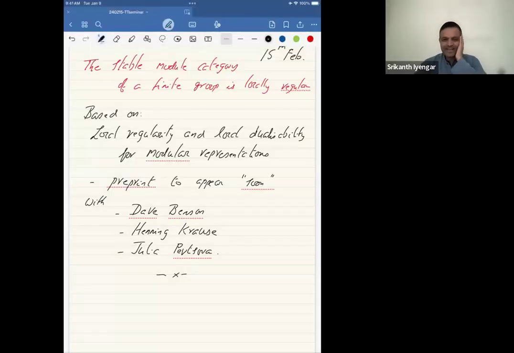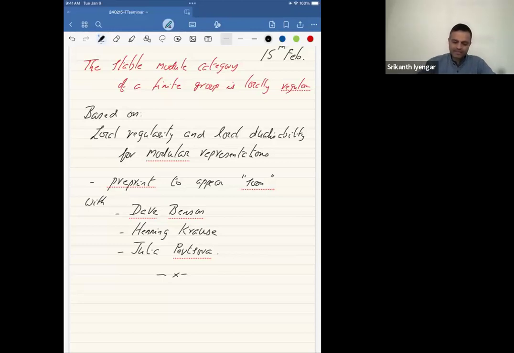I was going to start a pre-recorded talk. Okay, so please, as I said, please don't hesitate to interrupt with questions in the middle. And also don't hesitate to stop me if I start writing too small or illegibly. The title of this talk is The Stable Module Category of a Finite Group is Locally Regular. And as I stated in the abstract, all I want to do is explain what I mean by this statement.